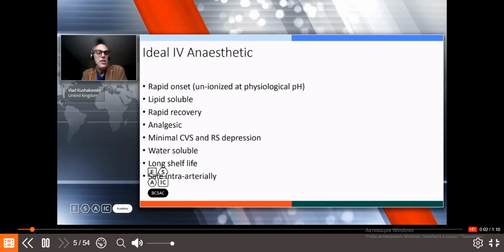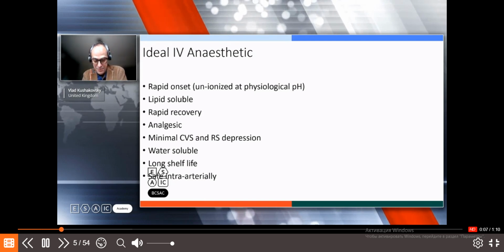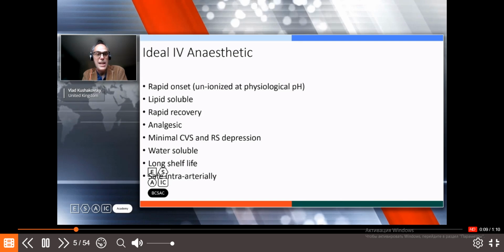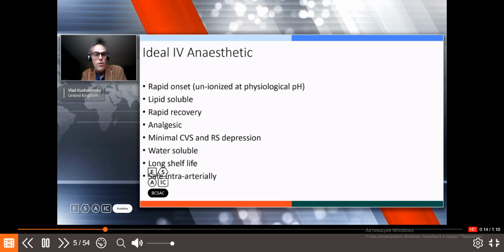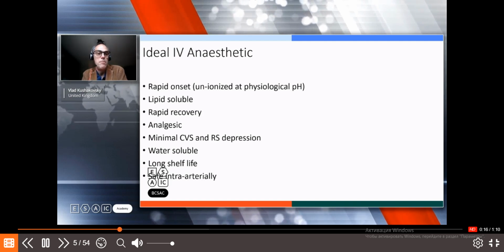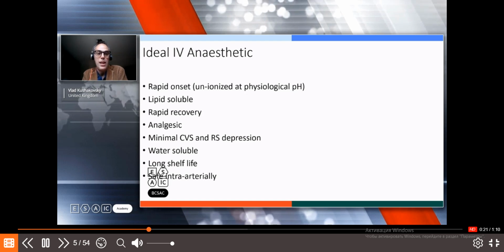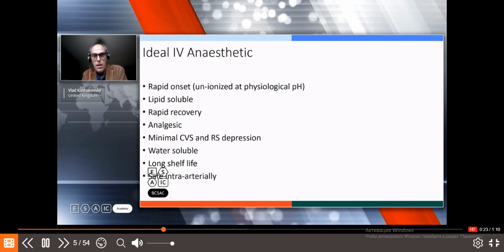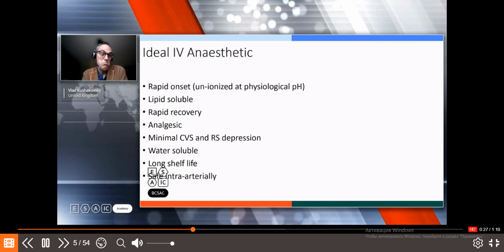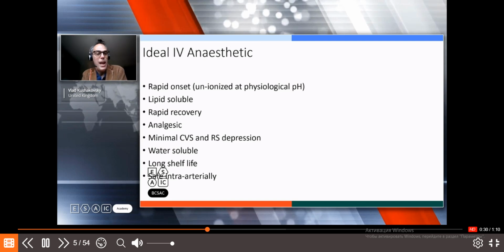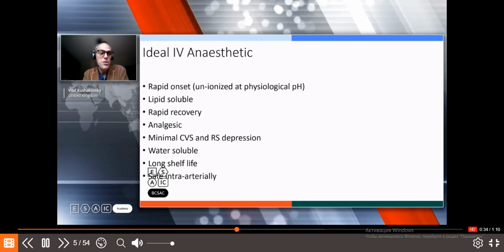So ideal anesthetic agents, ideal intravenous anesthetic agents more precisely. We want them to start acting pretty rapidly. We don't want to wait ages and ages for them to work. And for that, they need to be unionized at physiological pH. We want them to be lipid soluble, and that's because they work in the brain, and the brain consists mostly of lipids. We want them to produce rapid recovery for obvious reasons.